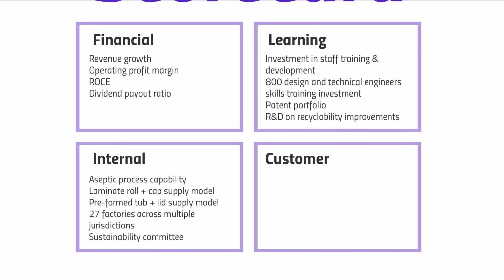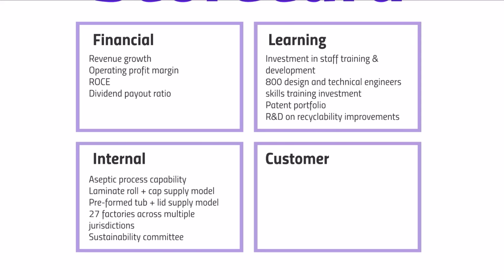So aseptic process capability is at the top of this list for a reason. It's the highest value technical process that Cartn operates and the strongest competitive lock-in in the business. Now, a client whose filling line is calibrated to Cartn's aseptic specifications faces enormous cost and disruption to switch. The laminate roll supply model creates the same lock-in at a different level. The client's folding and sealing machinery is calibrated to Cartn's laminate dimensions.